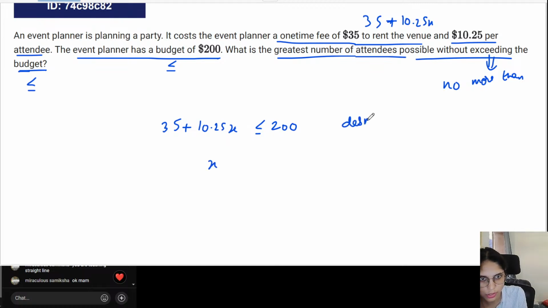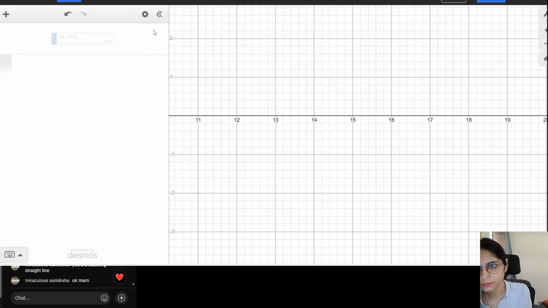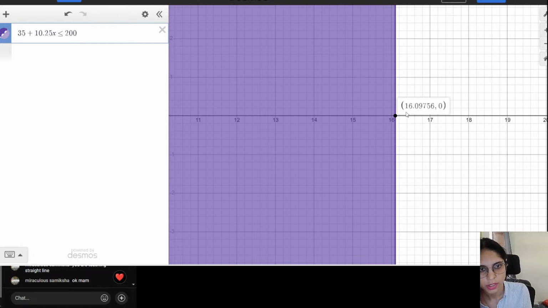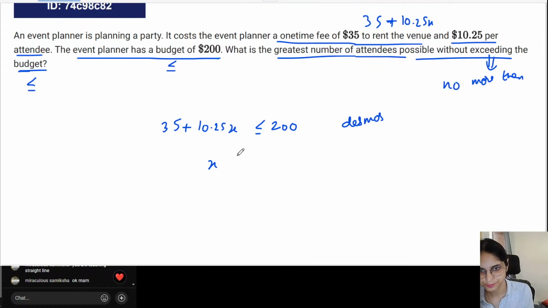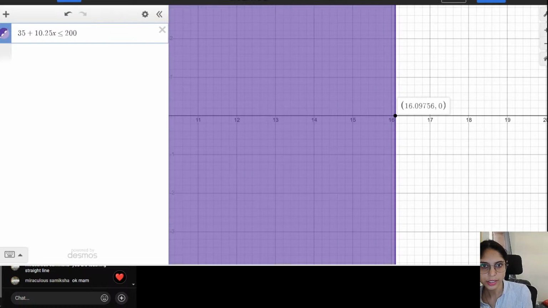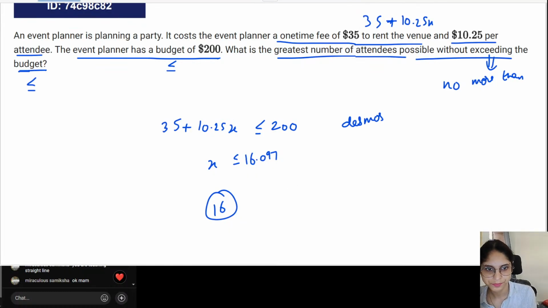So you can just go to Desmos and get the value of x. So it has to be less than 16.097. Attendees have to be a whole number, so your answer is 16, because you cannot have 16.097 attendees. Okay? And your answer should be less than that number, so we have 16. Next is question number 39.